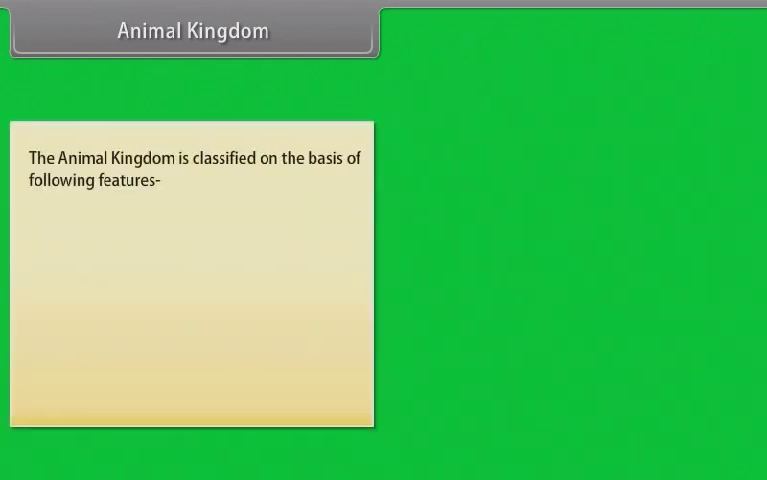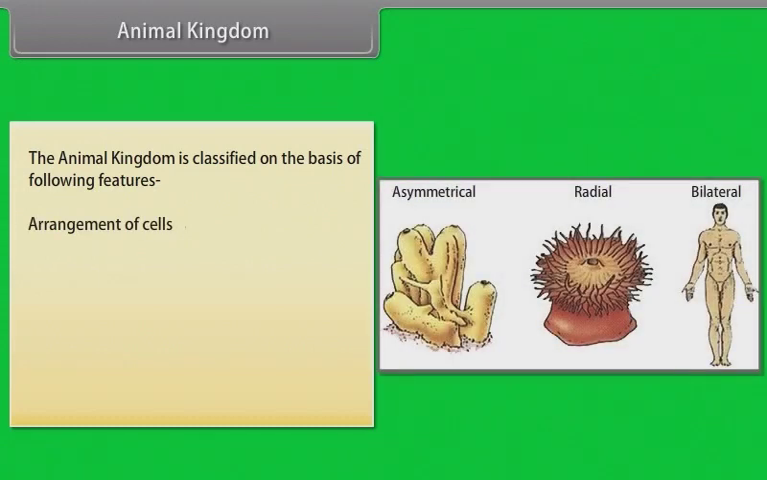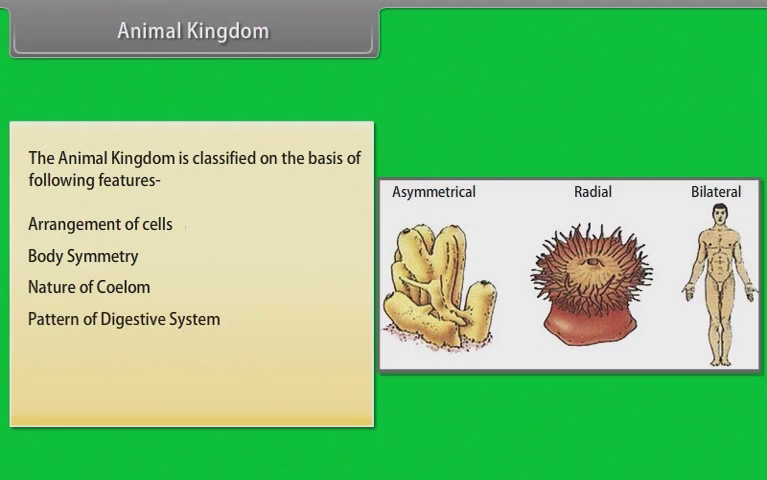The animal kingdom is classified on the basis of the following features: arrangement of cells, body symmetry, nature of coelom, pattern of digestive system, pattern of circulatory system, pattern of reproductive system.